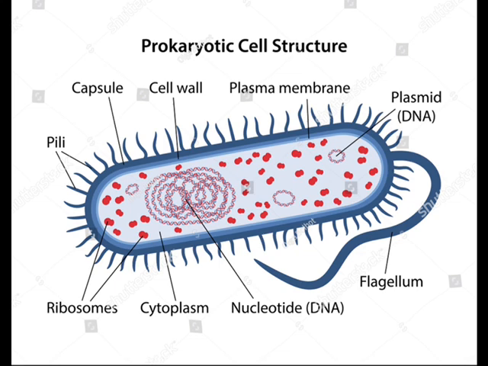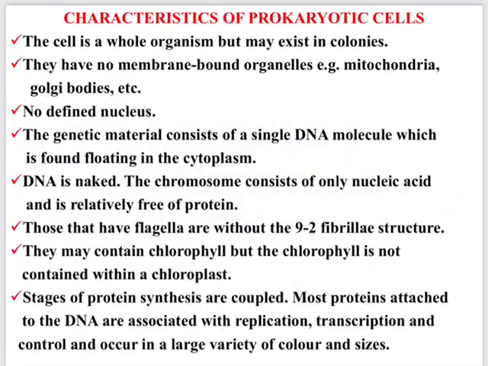And now, lastly, the cell wall. The cell wall of prokaryotic cells is made up of what we call peptidoglycan. So here are the features of prokaryotic cells. The cell is a whole organism, but may exist in a colony. Another thing is this: they have no membrane-bound organelles like mitochondria and Golgi apparatus, and no nucleus as well.